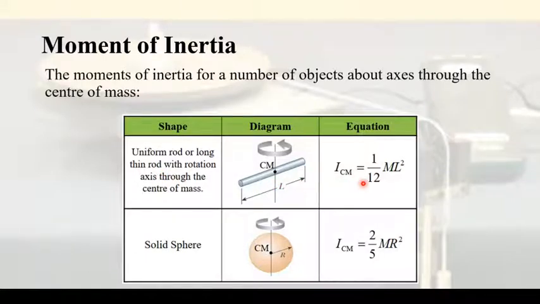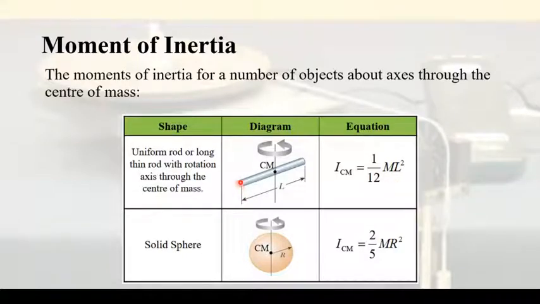And if you have a uniform rod or a thin rod with the rotation axis at the middle, through the center of mass, then I equals 1 over 12 ml squared. This is for a long thin rod shape where the center of mass is at the center.